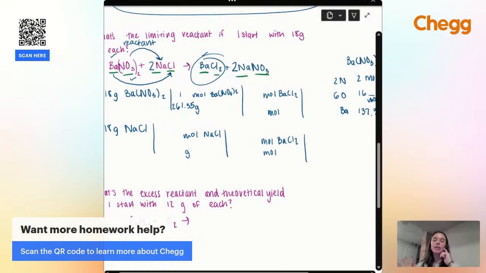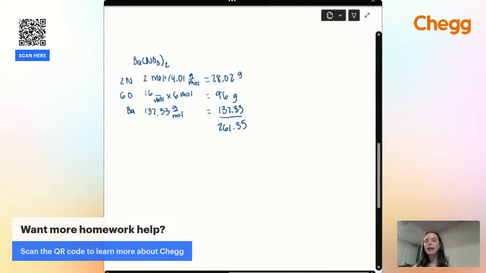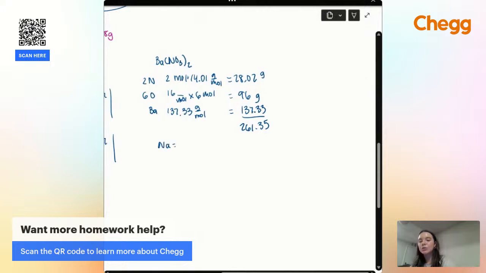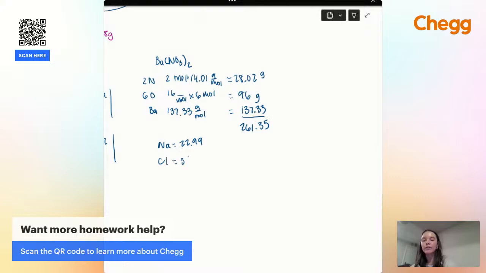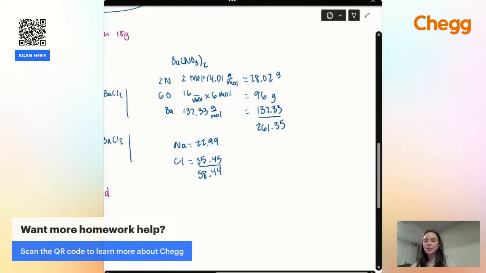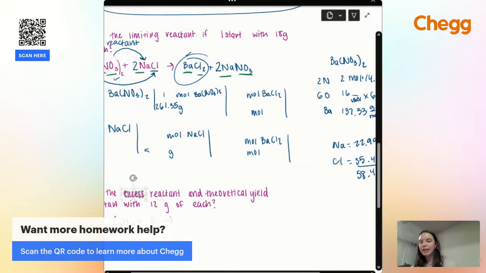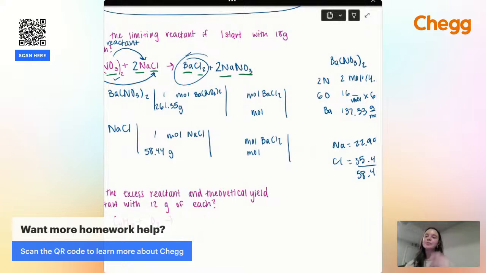Then I'm going to solve the exact same molar mass for the bottom. So find NaCl. Na is 22.99 grams per mole, only 1 mole, and Cl is 35.45, only 1 mole again. So I'm just going to add those together. I get 22.99 plus 35.45. We'll get 58.44 grams per mole. So I'm just going to plug that in. We have 1 mole there.